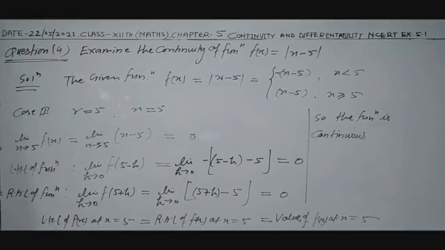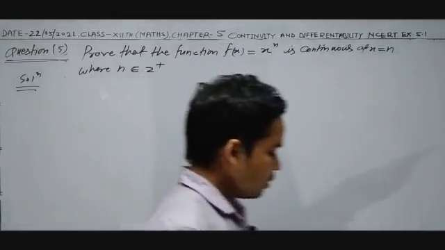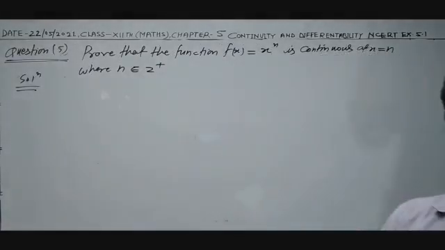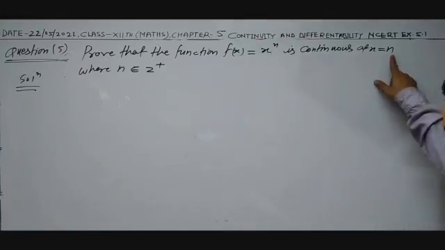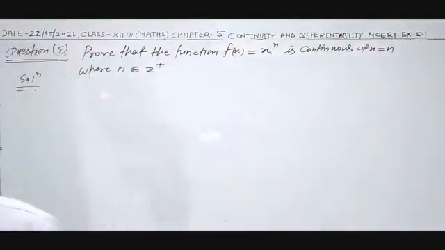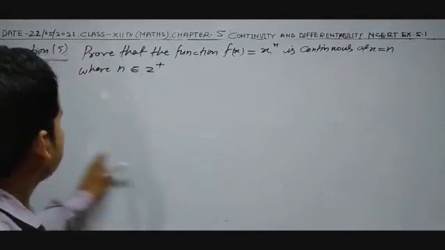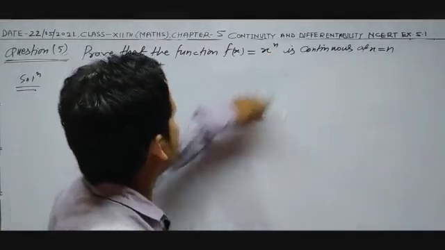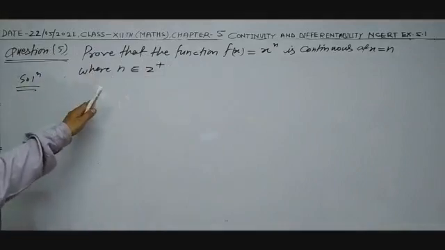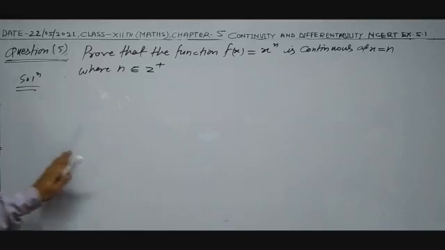Now come to question number 5, and question number 4 is given in NCERT. Prove that the function f(x) equal to x to the power n is continuous at x equal to n, where n is a positive integer. So see here, this is an exponential function. We have to find the value of the function at a given point and the limit of the function at a given point. If these are equal, then the function will be continuous.